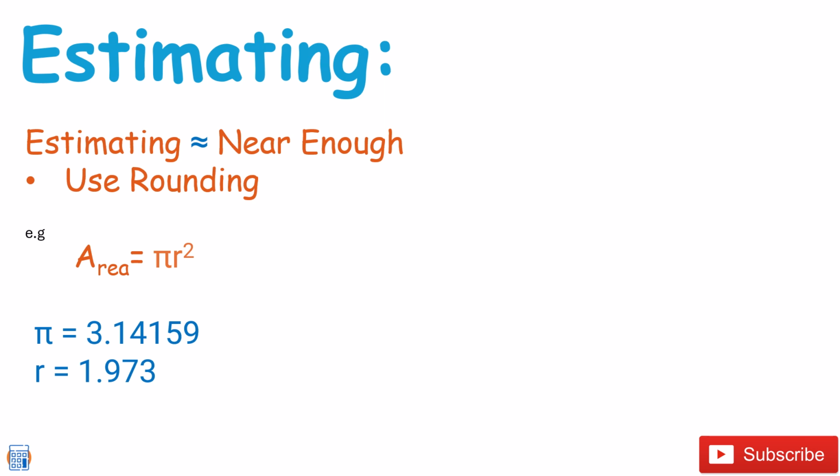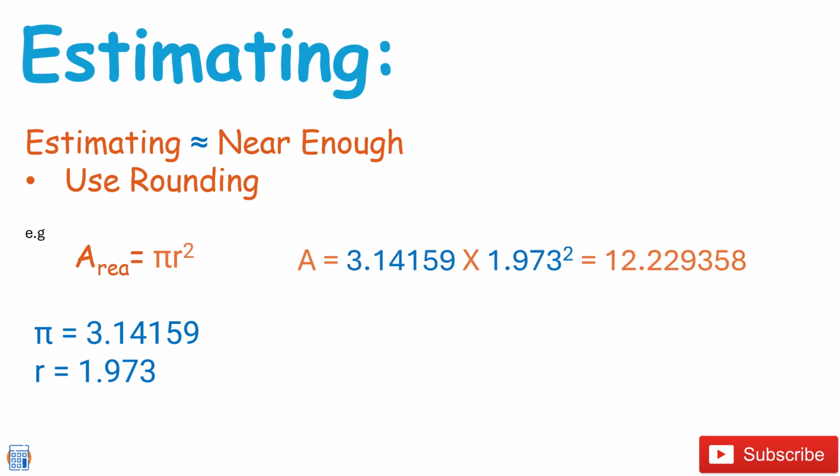Use rounding and estimating to work out the area. So if you just directly put pi into where it says pi and the radius into where it says radius, you would get this insanely long number. You would need a calculator to do that. Or if you could do it on paper, it would take you way longer than the test would take. It's basically just way too hard.